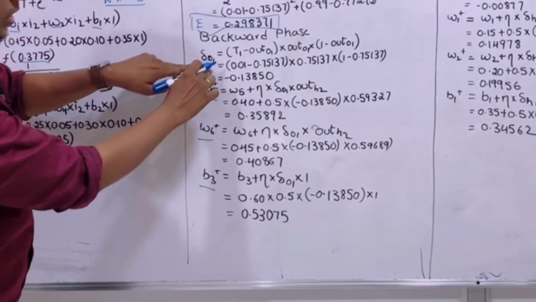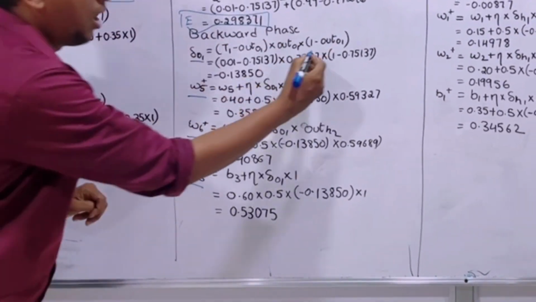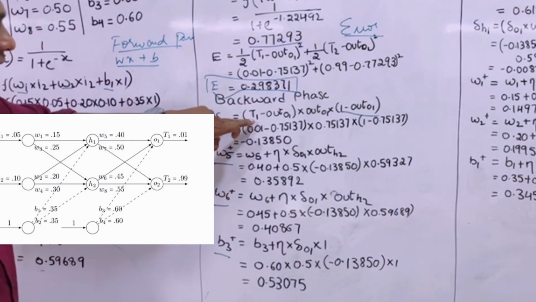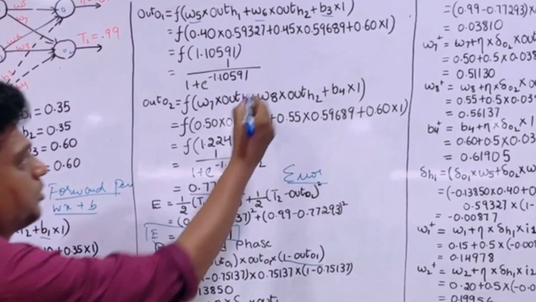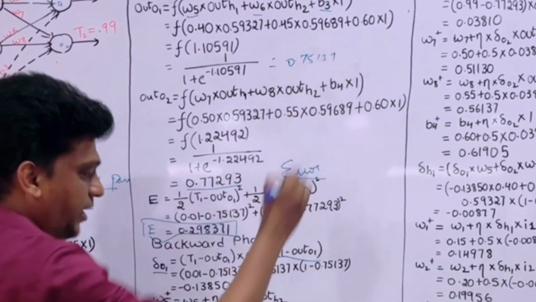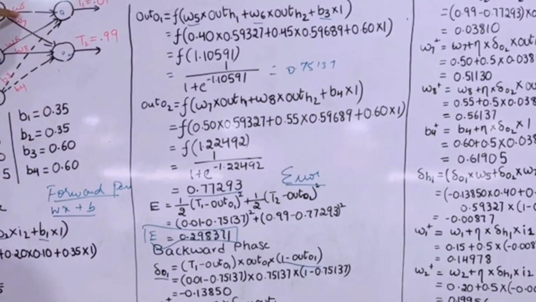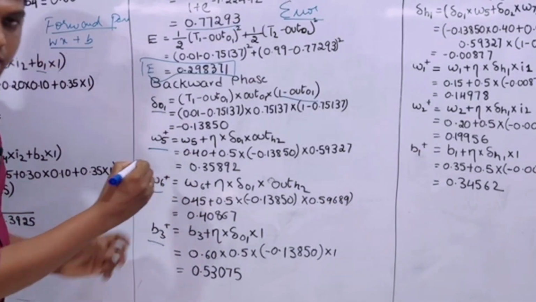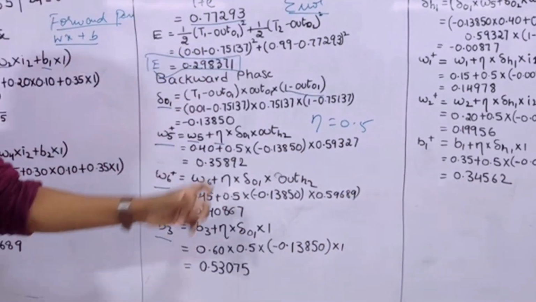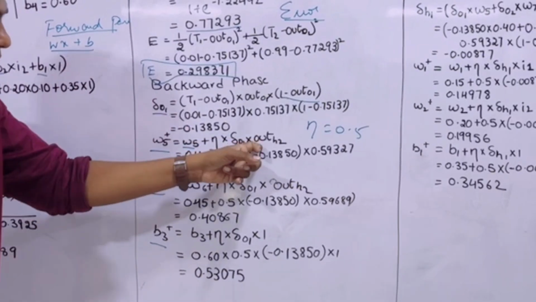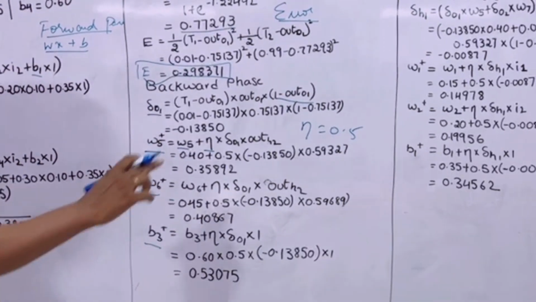We should find the update using the following formulas. For del O1, the formula is T1 minus out O1, into out O1, into 1 minus out O1. For this we find the values: the target value T1 is this, and out O1 is the value that we obtained here, which is 0.75137. The formula to update the weight is old value plus learning rate, here 0.5, into this measure of output 1 into out H2. Likewise W5, W6 and B3 values are updated.